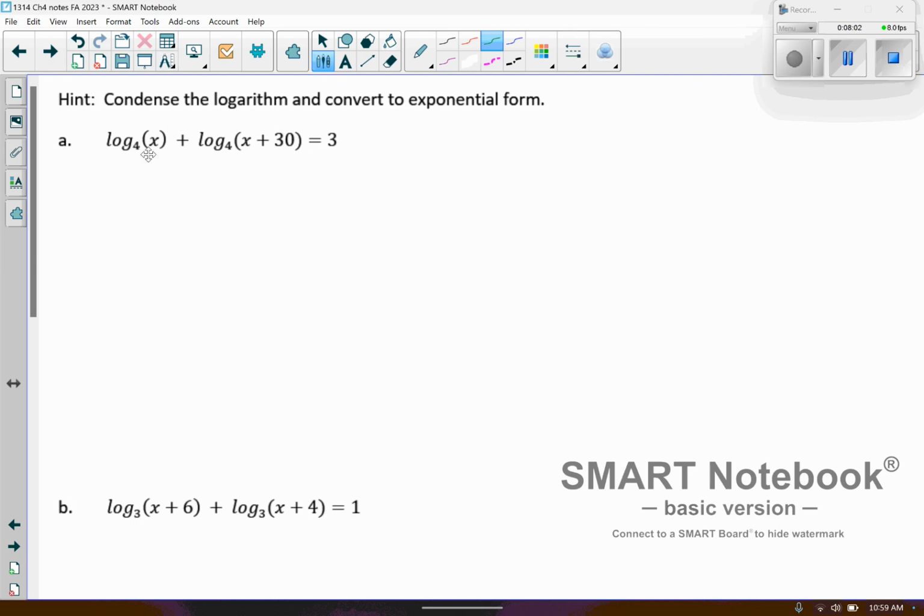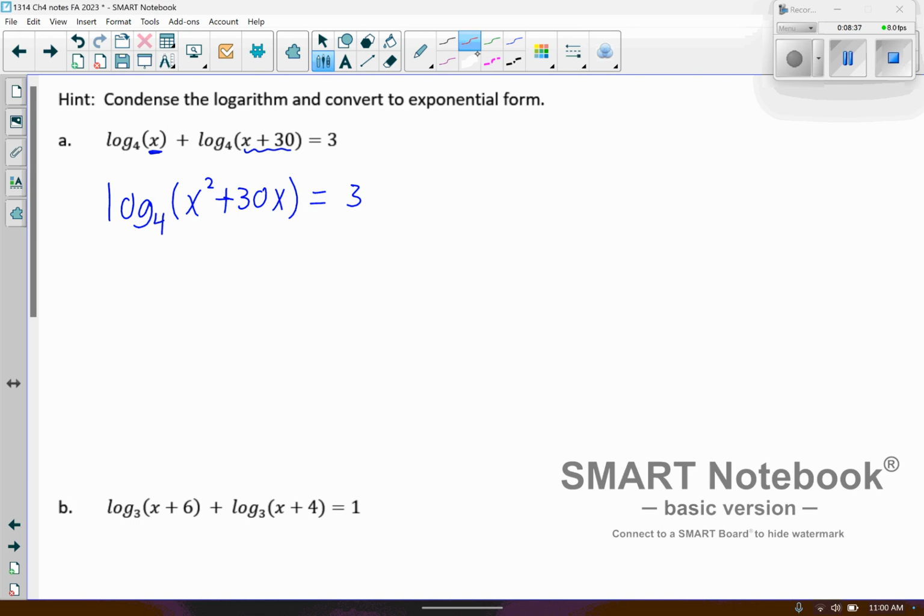Now what we're going to do here is I'm going to have multiple logarithm expressions within the equation, and what we have to do is condense them and then basically do the same thing we were doing on the previous page. So this is when it's going to get a little bit more interesting. When I condense this, I'm going to multiply those together, and so I'm going to end up with log base 4 of x squared plus 30x, because I'm multiplying the x times x plus 30. So that gives me x squared plus 30x equals 3.